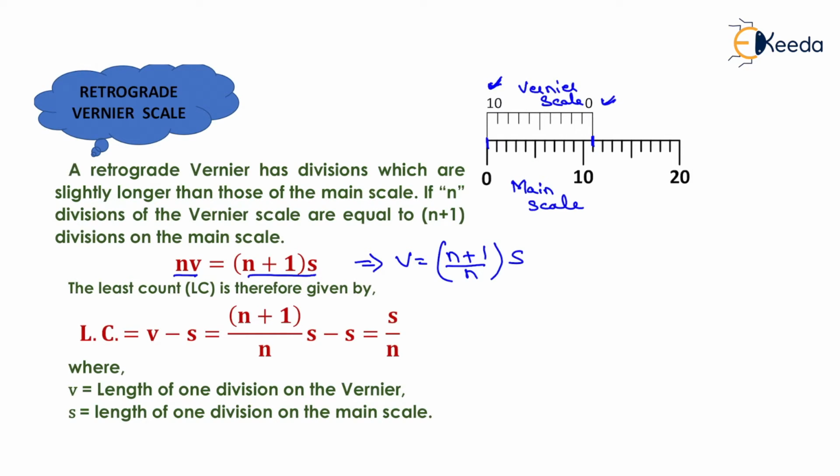Now for calculation of least count, we take the difference of larger minus smaller, that is vernier scale reading minus main scale reading. So we put the value of v, that is n plus 1 upon n into s, here minus s. After solving this equation we get the least count as s by n. Here v is the length of one division on the vernier and s is the length of one division on the main scale. Now that is all about the direct vernier and retrograde vernier.